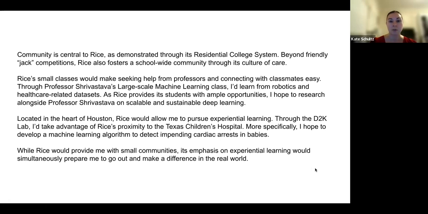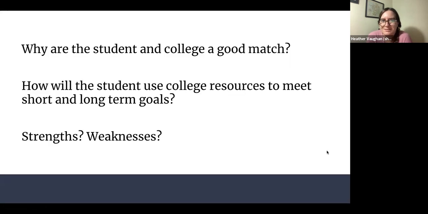So let's talk about some strengths and weaknesses of this essay, and you can go ahead and put your comments into the chat, and we'll talk about that. Anthony, what do you think? If you want to pop to the next slide, there's a couple of questions that we can take a look at. Okay. So first, why are the student and the college a good match? You could just throw anything out there. Well, so what does the school have that the student is interested in? Okay, maybe let's start with strengths and weaknesses.